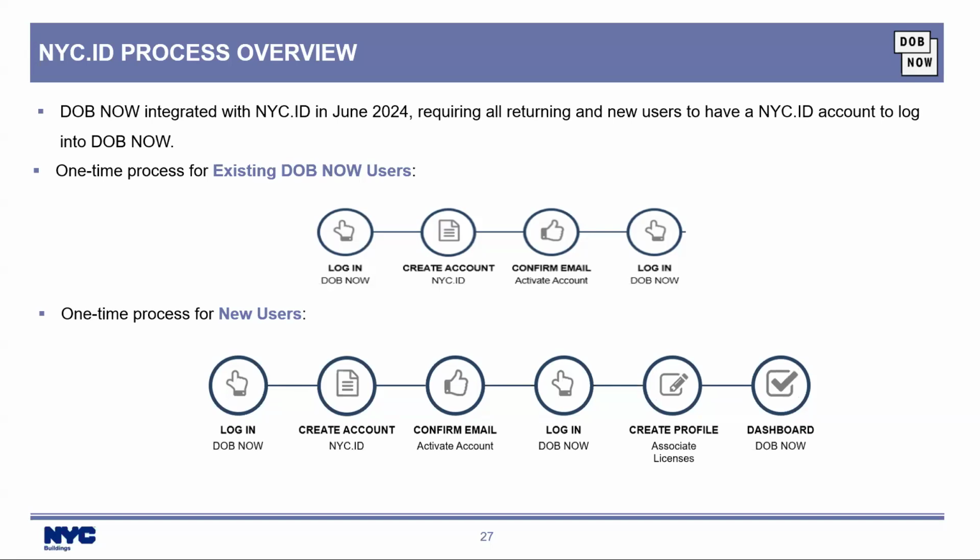Now, if you're a new user, there is an extra step. You need to log into DOB Now, or attempt to, create your account on NYCID, and confirm your email. All of that is the same. You're then going to go to log into DOB Now, and from there, you'll be taken to a point where you need to create a profile. Creating a profile allows you to associate licenses that you already have with the DOB Now and NYCID profile. So if you already have a license, you'll put that in there, and otherwise you'll say, I don't have a license. Again, this is a one-time process. Once you create your profile, you'll be able to go straight into DOB Now and to your dashboard.